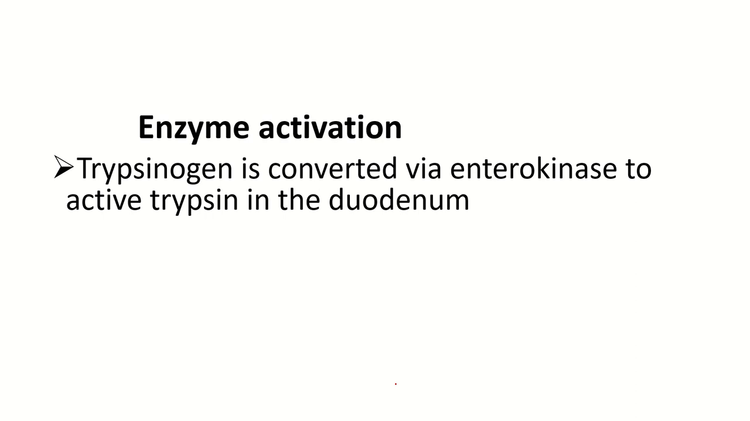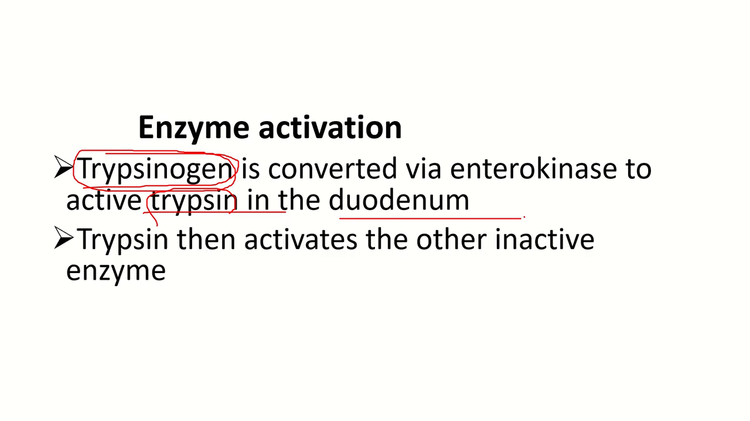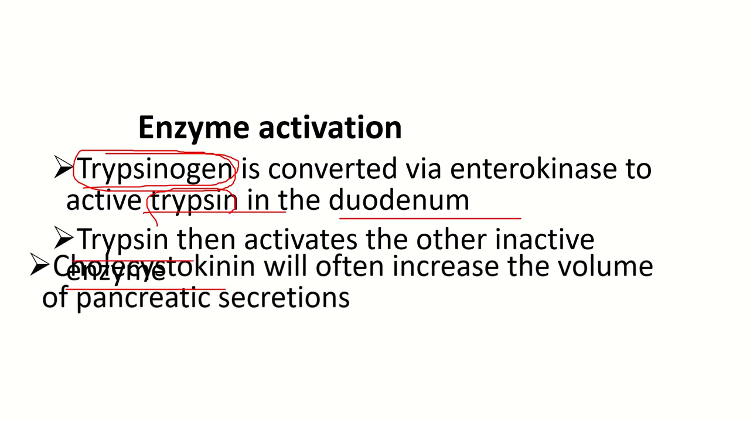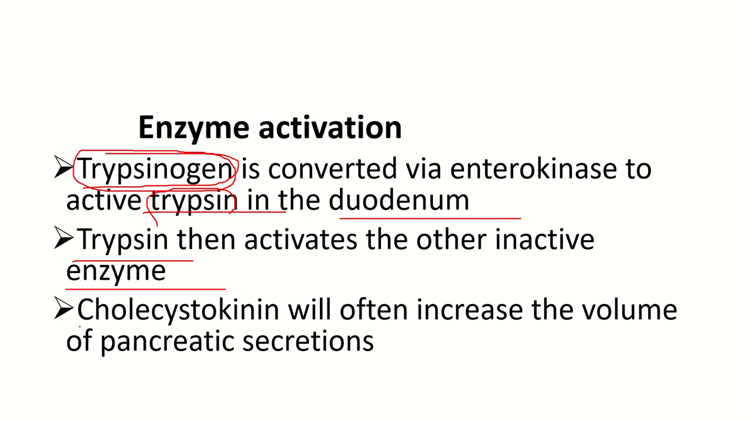So for enzyme activation, trypsinogen is converted via enterokinase into trypsin. So trypsinogen, which is the inactive enzyme, is converted into trypsin by enterokinase in the duodenum for the digestion of different parts of the food material. Then trypsin activates the other inactive enzymes and it also digests the protein food materials. Then here we can see cholecystokinin. It will increase the volume of pancreatic secretion.